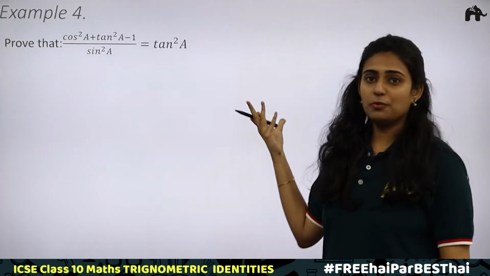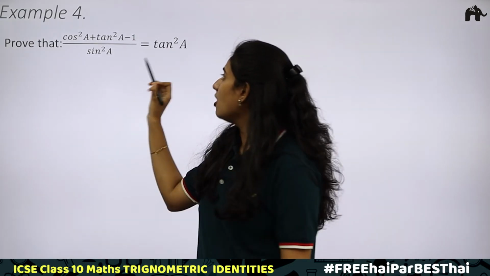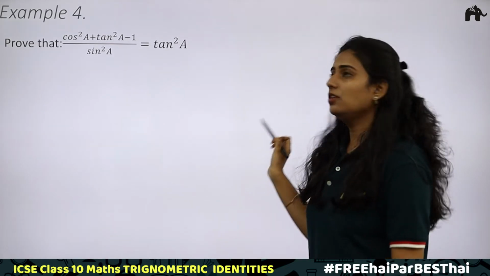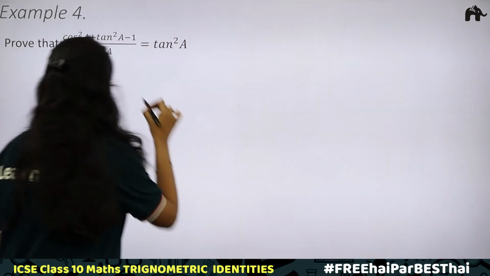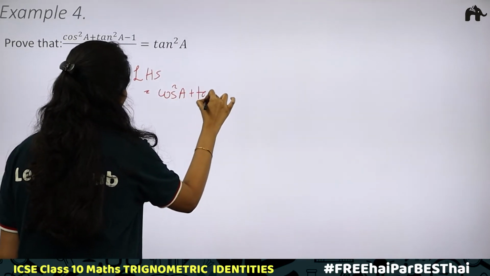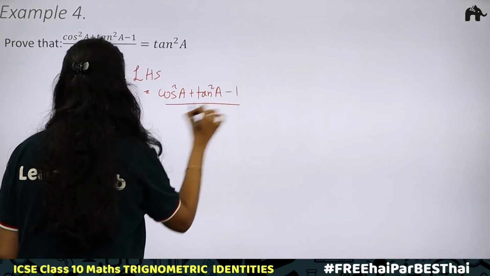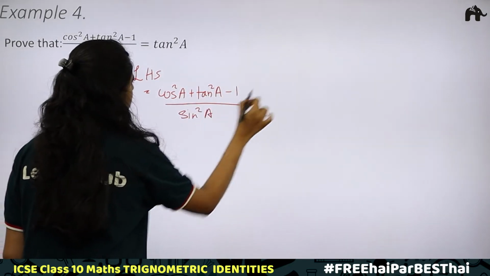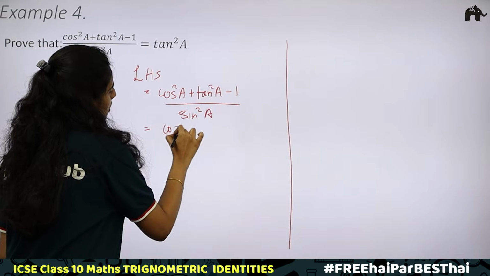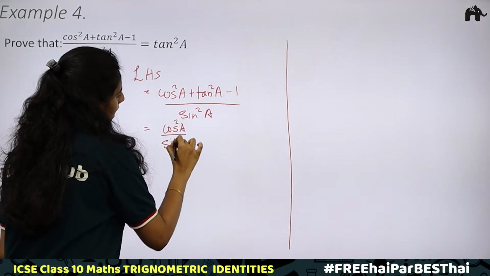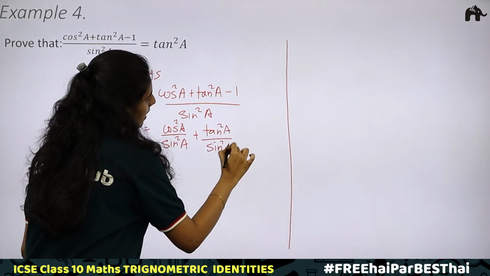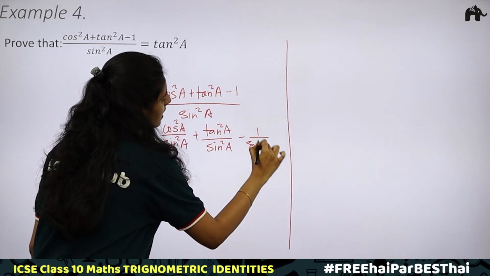Example 4, this is from your revision set. Here we have to prove that cos square A plus tan square A minus 1, divided by sin square A, is equal to tan square A. Let's start from the left hand side. We have cos square A plus tan square A minus 1 divided by sin square A. Now this can be written as cos square A divided by sin square A plus tan square A divided by sin square A minus 1 by sin square A.